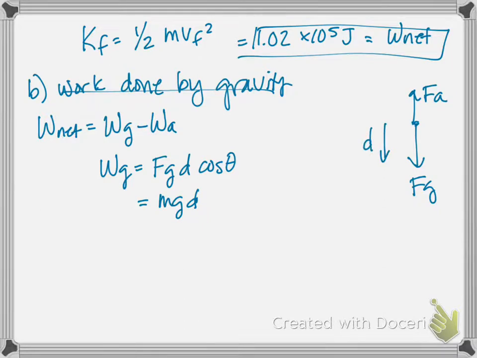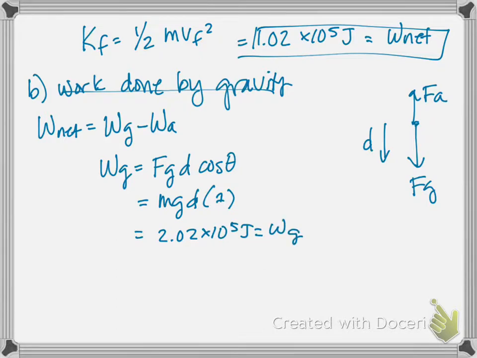The angle between her displacement and the gravitational force is 0 degrees. The cosine of 0 degrees is 1. So the work done by gravity, substituting, is 2.02 times 10 to the 5 joules. That's the work done by gravity.